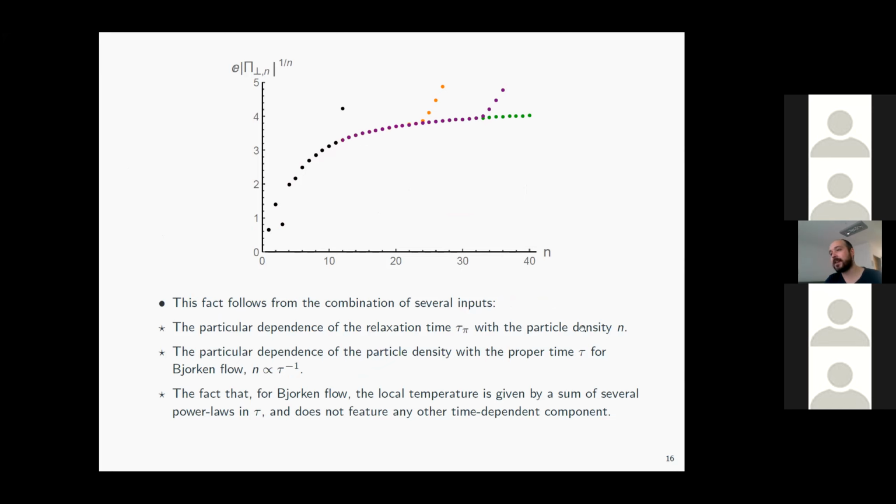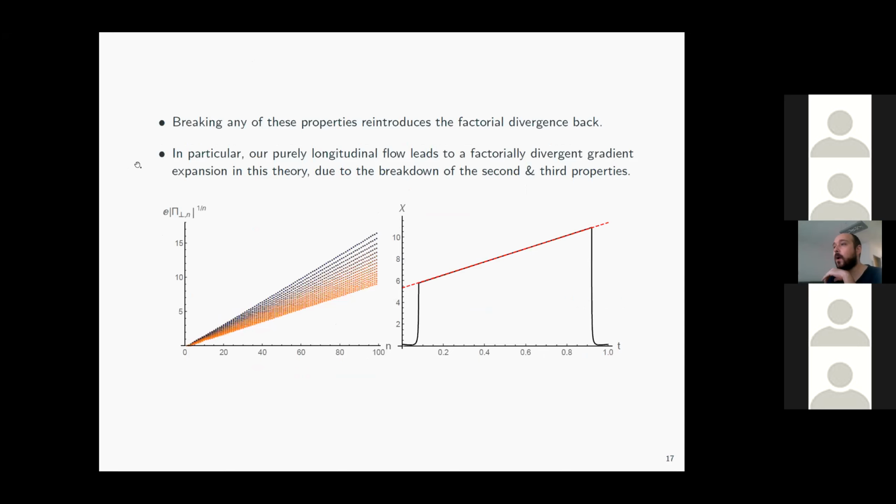Or, and this is an example we're going to talk about, if you keep the scaling of the relaxation time and the particle density, but you consider a different fluid flow, in particular our 1 + 1 dimensional longitudinal flow, this property would also be destroyed, and what you recover is remarkably similar to what we had before. Okay, so these plots are the exact equivalents of the plots I described before for conformal BDNK theory, and you see that their qualitative features are exactly the same. So in this model, the gradient expansion for Bjorken flow is convergent, but as soon as you consider a more generic fluid flow, you get a factorial divergence back. So in that sense, Bjorken flow in this model is fine-tuned. Okay, that's basically the main point I want to make.